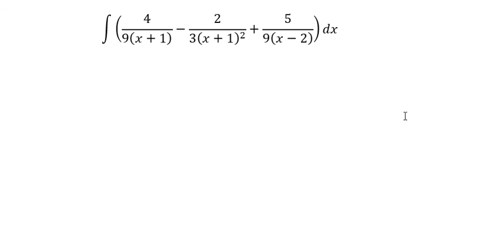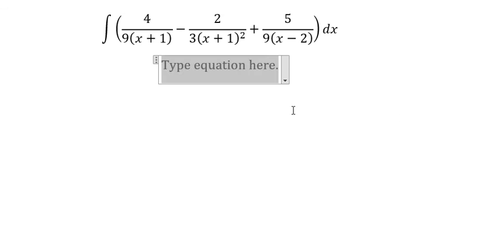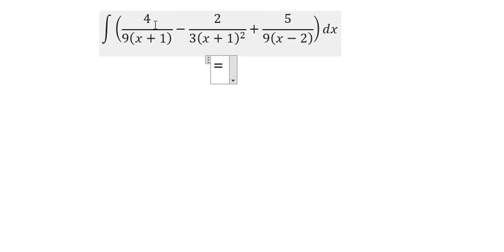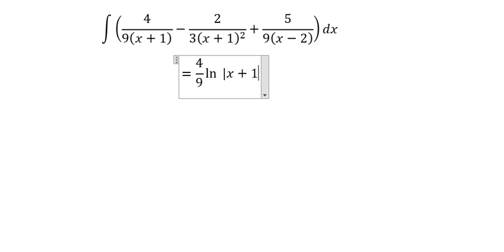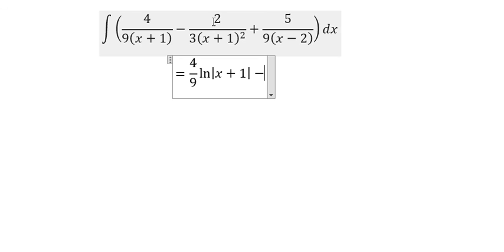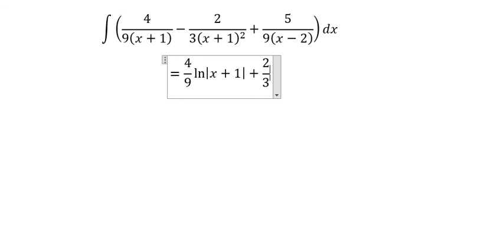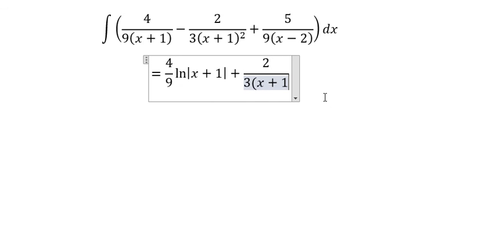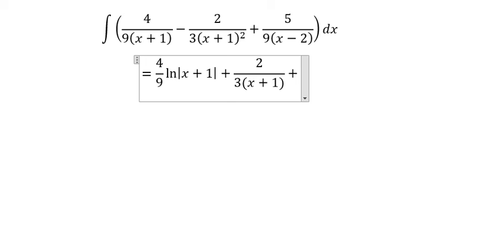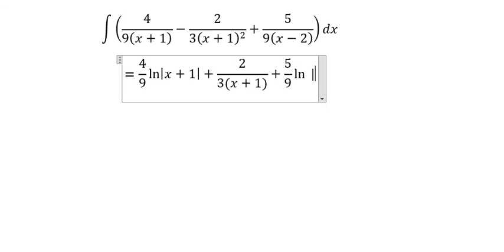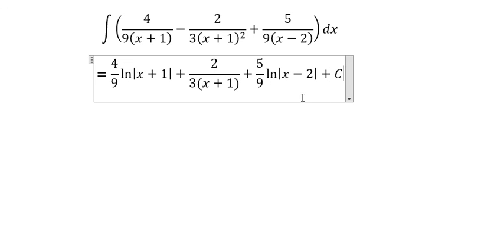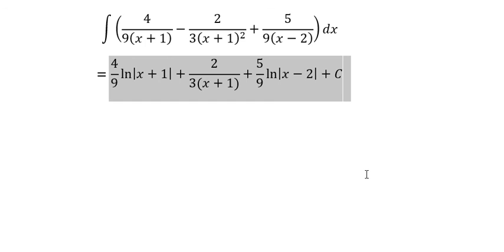Now we can get the final result. The integral of 1 over x plus 1 is 4 over 9 multiplied with logarithm base e of the absolute value of x plus 1. The integral of 1 over (x + 1) squared is 2 over 3 times 1 over (x + 1). That is similar. And that is the final result.